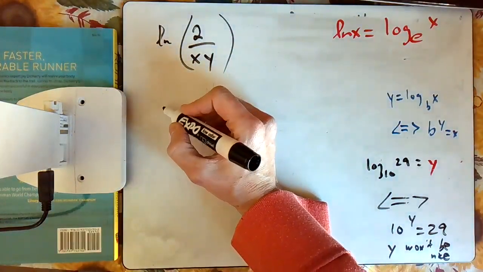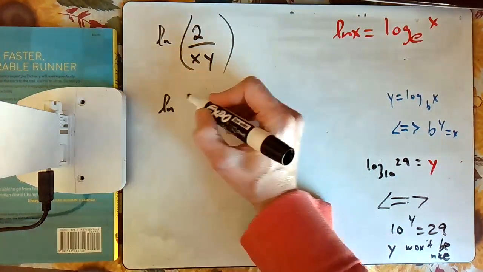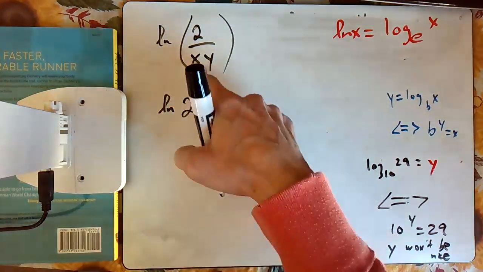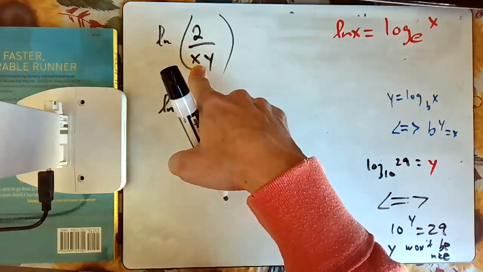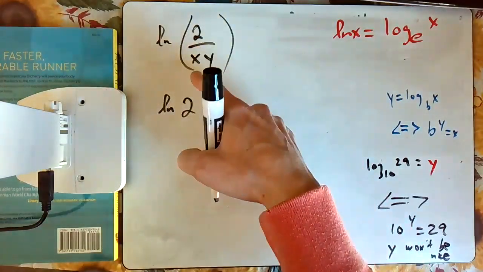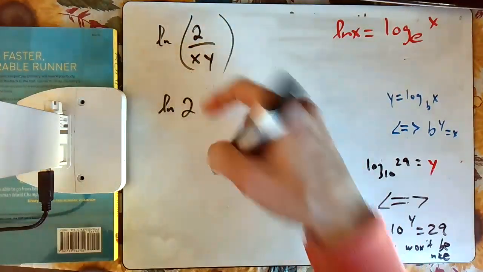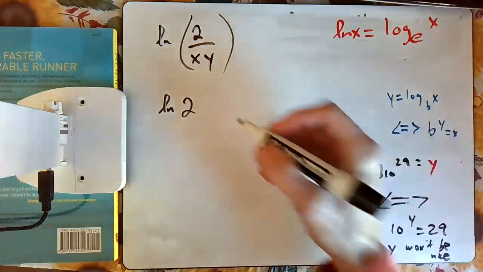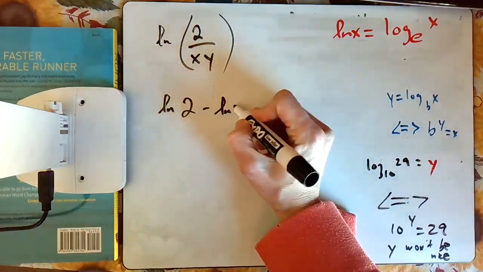Now, how will we do that? Well, we're going to have the natural log of 2. And let's take care of that x component first. So we're dividing this 2 by the x, right? Remember, if we're dividing, when you expand with the log, you're going to subtract that. So we're going to have minus natural log of x.